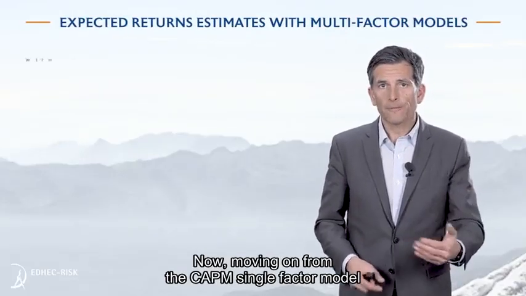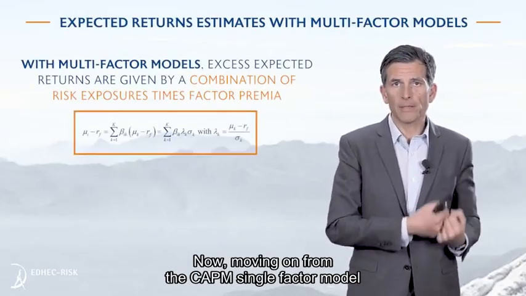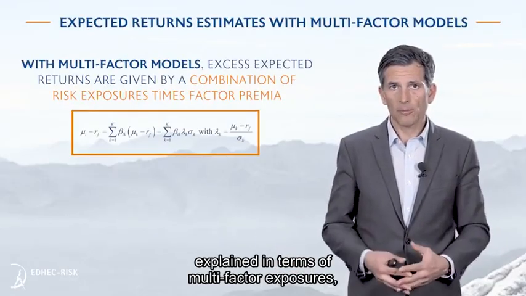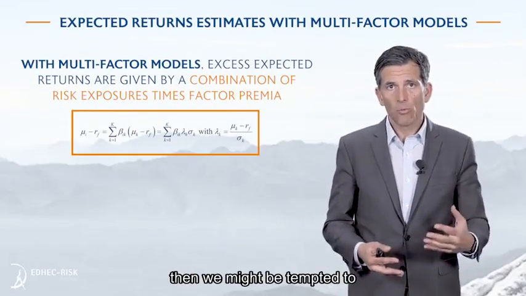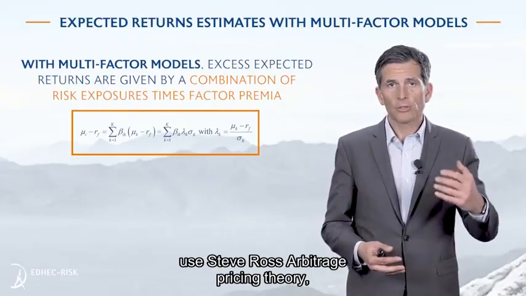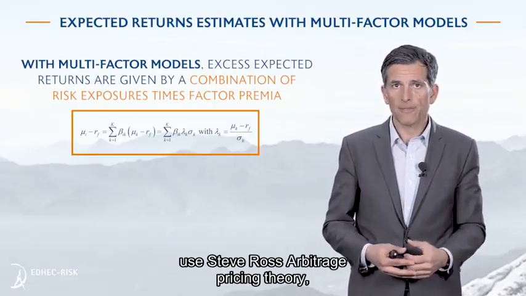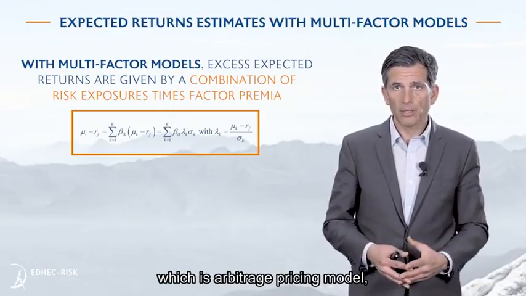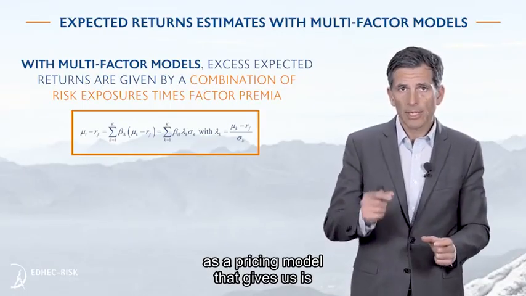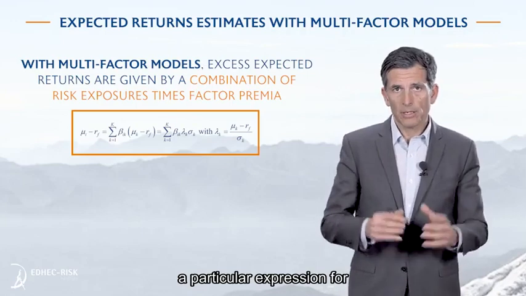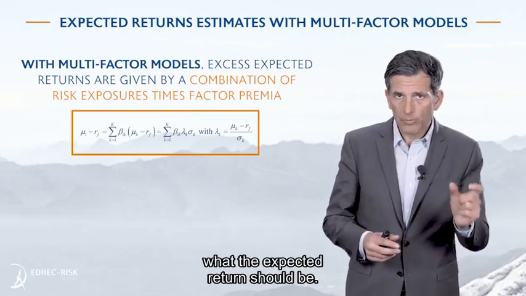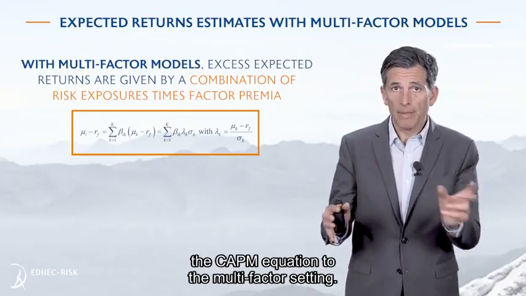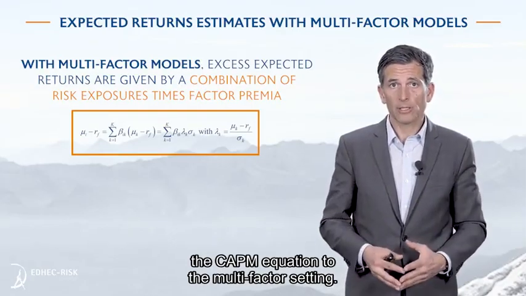Now, moving on from the CAPM single factor model, given that we know that the world is better explained in terms of multi-factor exposures, then we might be tempted to use Steve Ross's arbitrage pricing theory, which is an asset pricing model that gives us a particular expression for what the expected return should be. That expression generalizes the CAPM equation to the multi-factor setting.